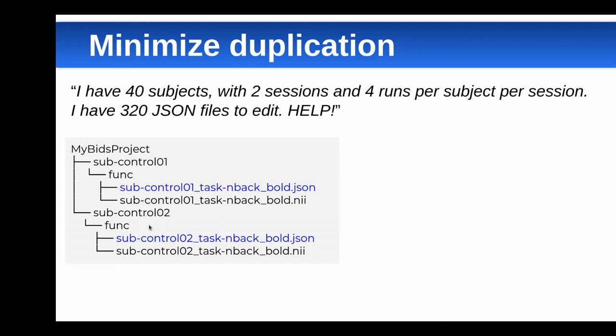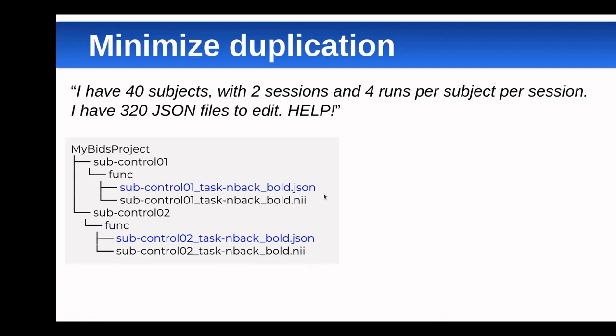And if you are using exactly the same protocol for all your participants, it's very likely that the metadata that you have in those JSON files is going to be exactly the same, right? So you end up with just duplication of data across subjects.